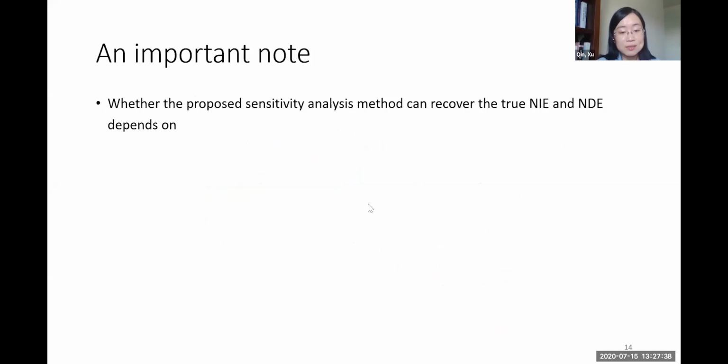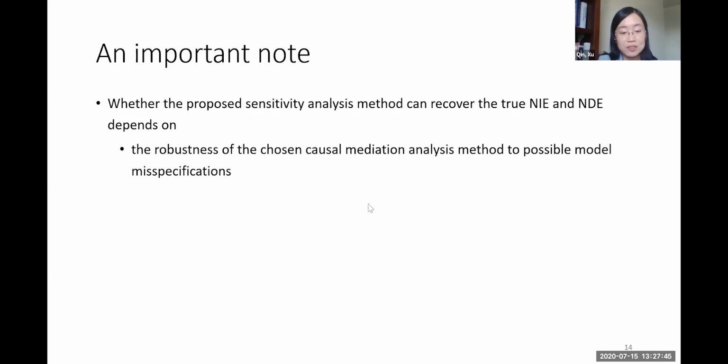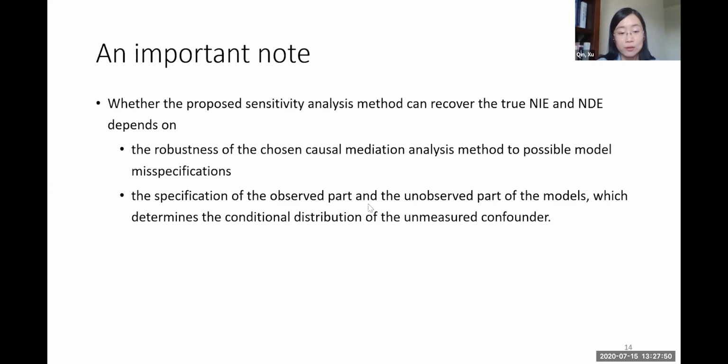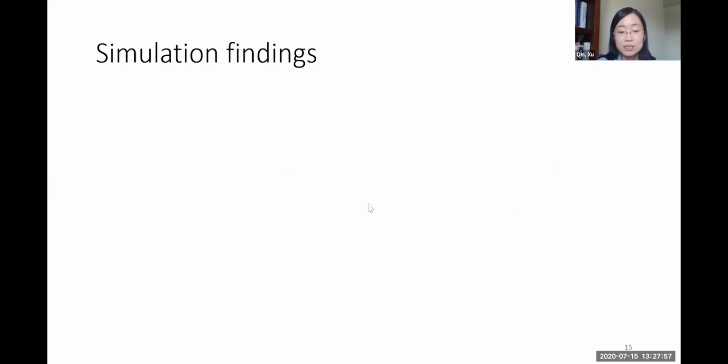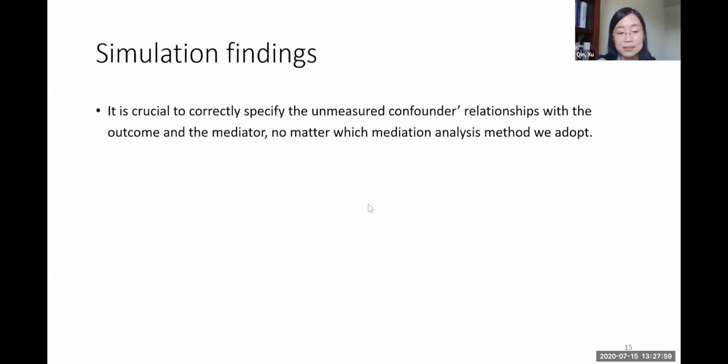An important note is that whether the proposed sensitivity analysis method can recover the true effects depends on the robustness of the chosen causal mediation analysis method to possible model misspecifications and the specification of the observed part and the unobserved part of the models, which determines the conditional distribution of the unmeasured confounder. Through simulations, we found that it is crucial to correctly specify the unmeasured confounder's relationship with the outcome and the mediator, no matter which mediation analysis method we adopt. Given that such relationships are unobserved, it is purely determined by theoretical reasoning.